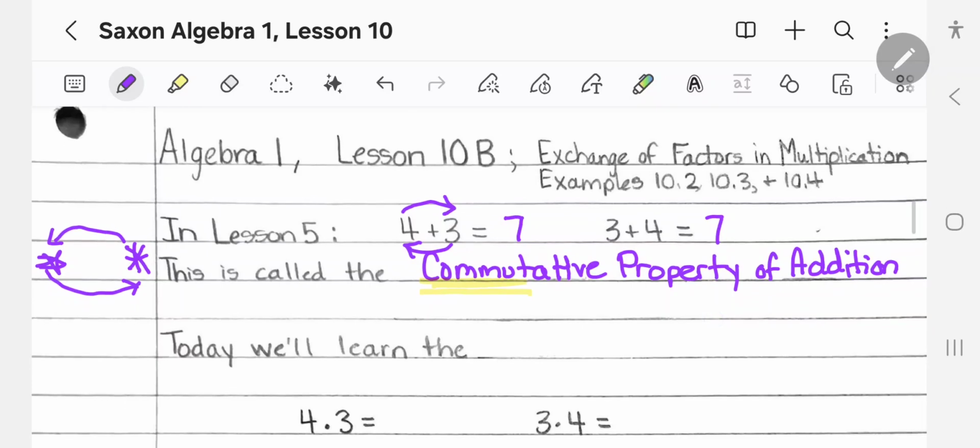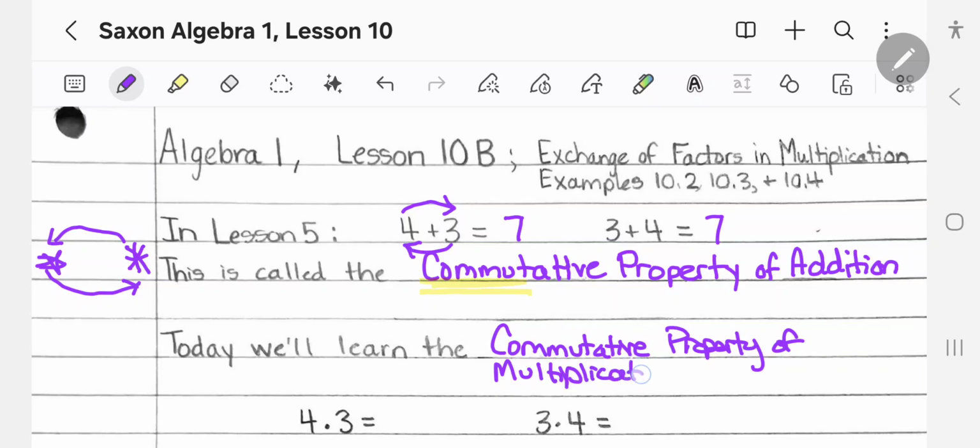Today, we are going to learn the commutative property of multiplication. And I bet you already know what that means. But before we talk about that, what does property mean?